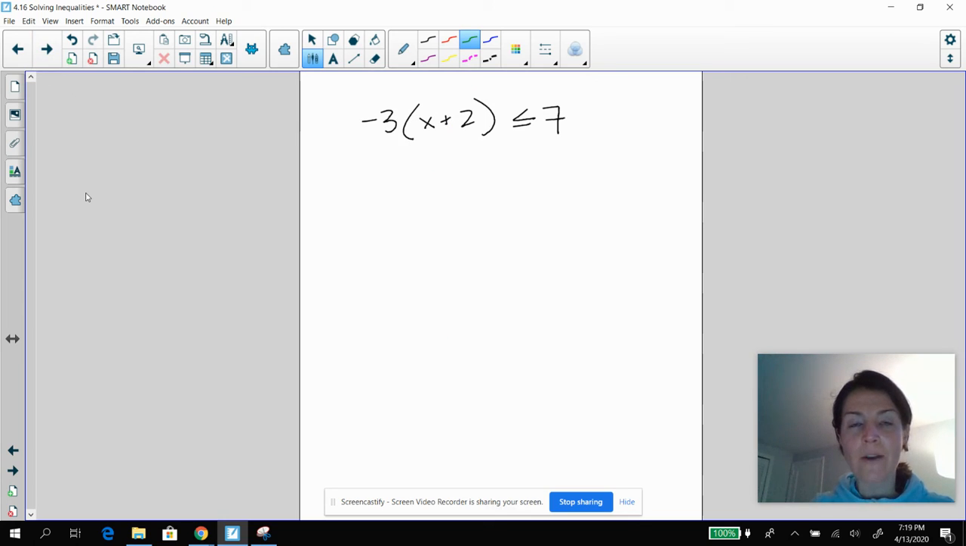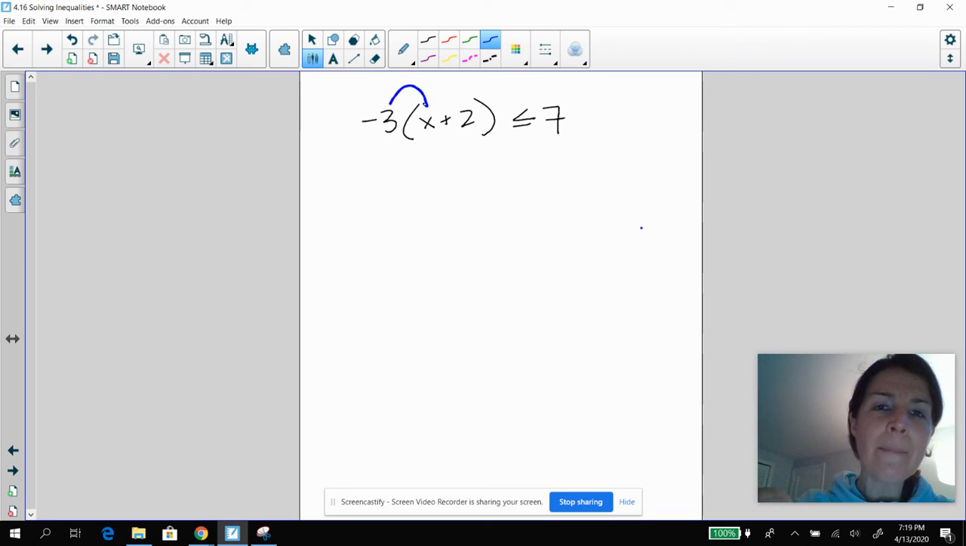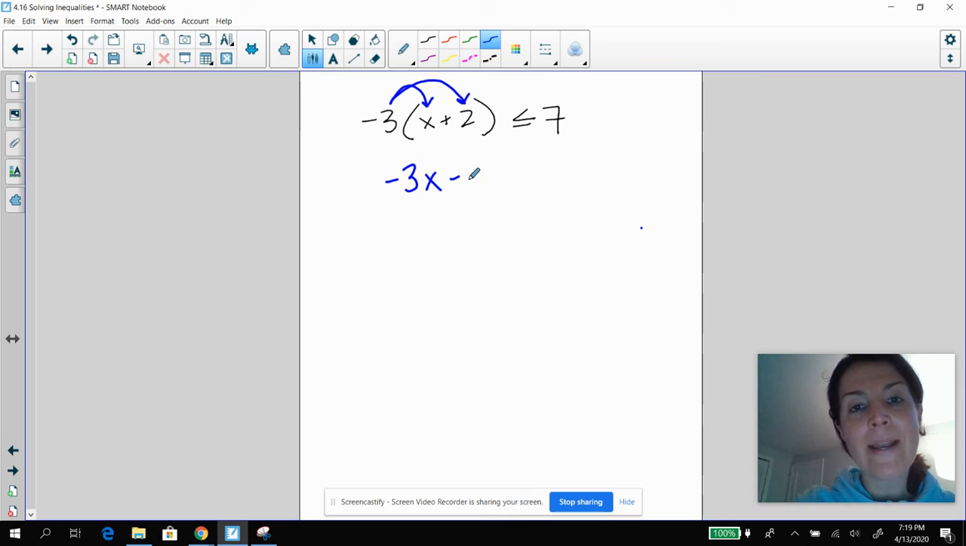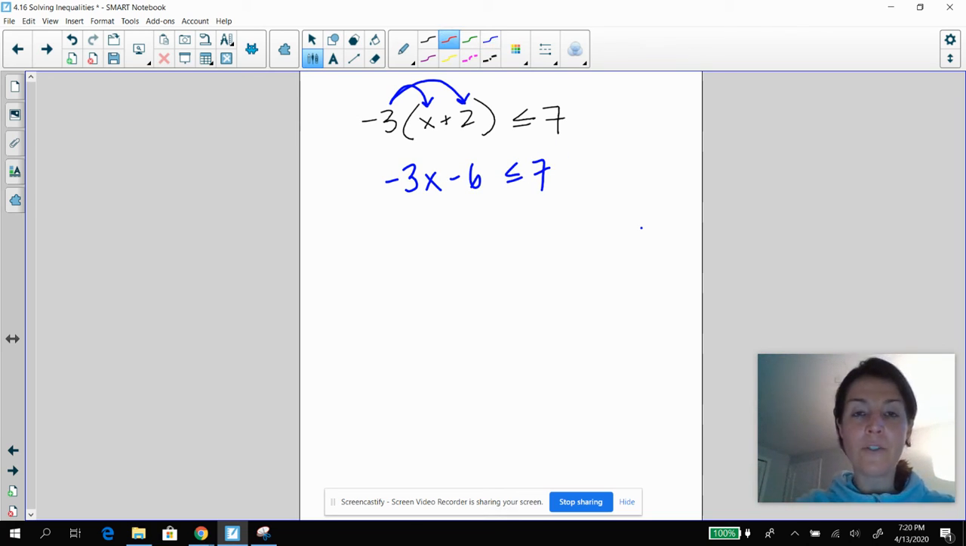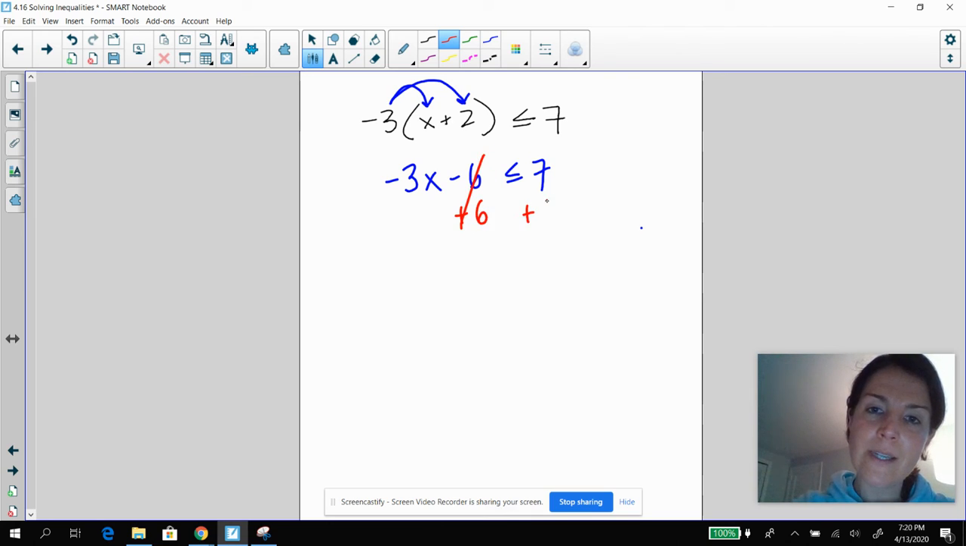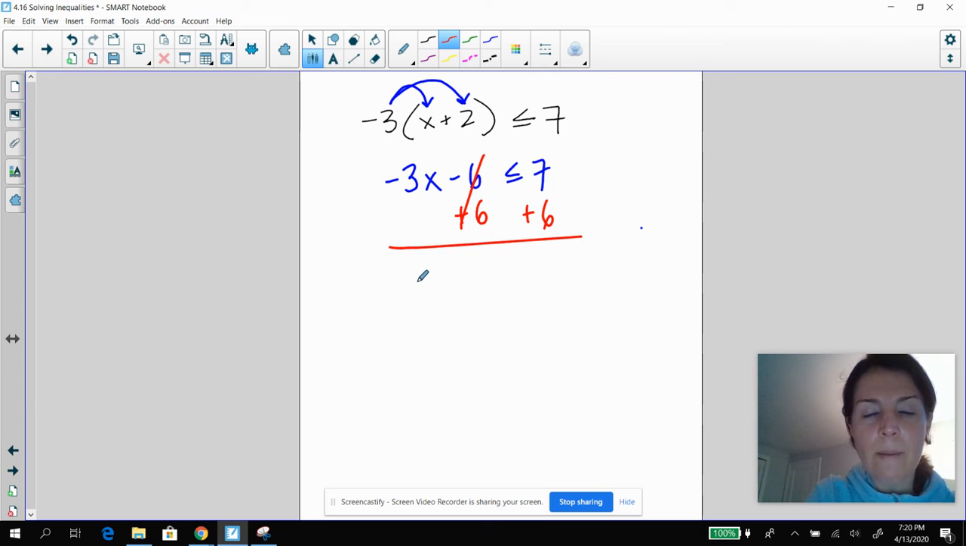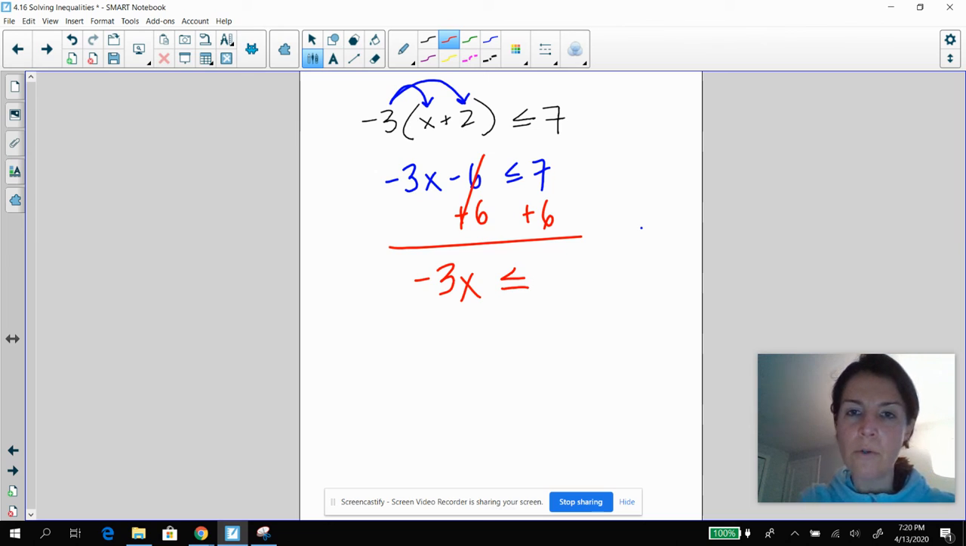So pause the video, try it on your own, and then come back. All right, we're back. We see our friends, the parentheses. We haven't seen them in so long. I'm going to go ahead and distribute everything inside of the parentheses. So I get negative 3x minus 6 is less than or equal to 7. We've got a nice little two-stepper here. Add 6 on the left, add 6 on the right. So I'm left with negative 3x is less than or equal to 6 plus 7, which is 13.